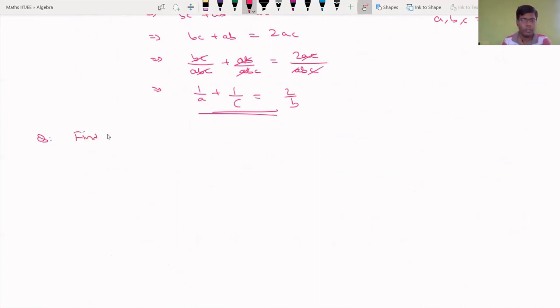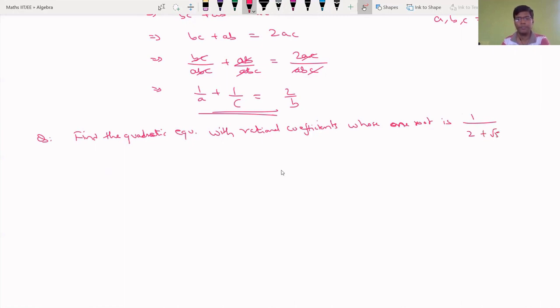Find the quadratic equation with rational coefficients whose one root is 1 by 2 plus root 5. So he has given that one of the roots of a quadratic equation is 1 by 2 plus root 5.